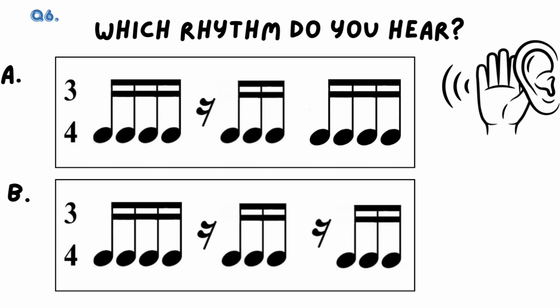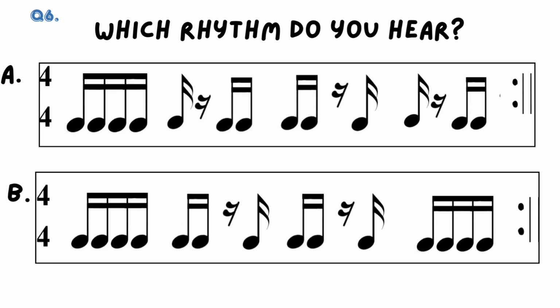Right, which rhythm can you hear? Here's the pulse. 1, 2, 3. 1, 2, 3. Which one did you hear there? Have a think about it. Listen to it again if you need to. Answer coming up. 3, 2, 1. Yeah, that was A.